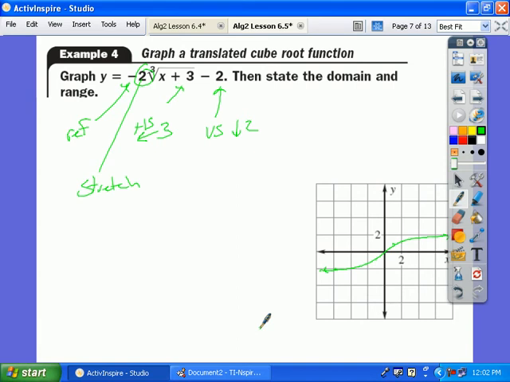One last question, domain and range. A cube root domain is all real numbers. The cube root range is all real numbers. So this is easy to talk about domain and range. If it's a cube root graph, the domain and range will be all real numbers.